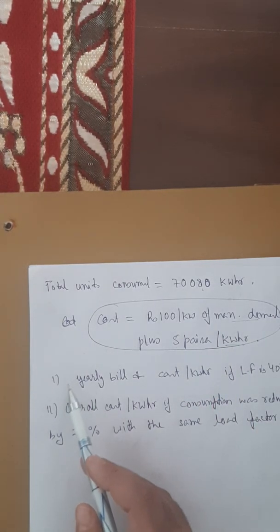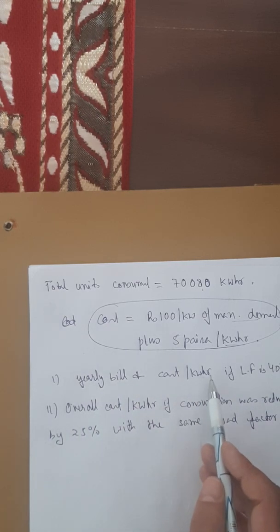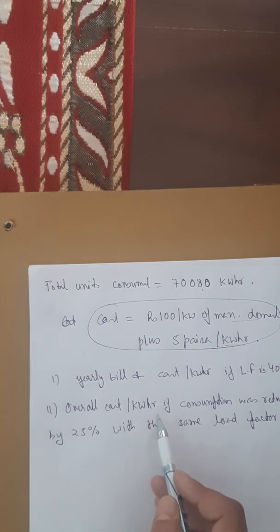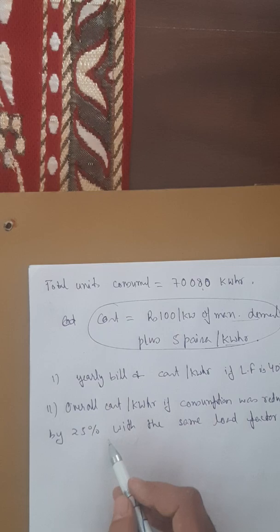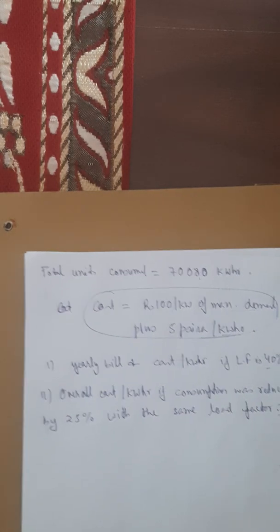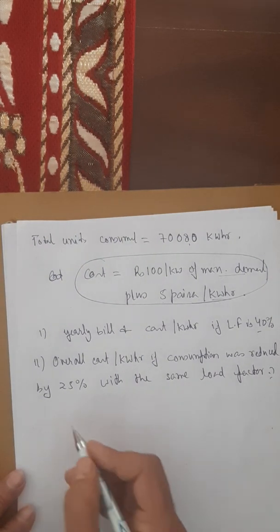The first part is that we have to find the annual or yearly bill and the cost per kilowatt hour if the load factor is 40%. And again we have to calculate the overall cost per kilowatt hour if the consumption was reduced by 25%, keeping the same load factor, meaning 40%. Okay, so now let us start solving this problem. What is the total energy, the total units consumed?